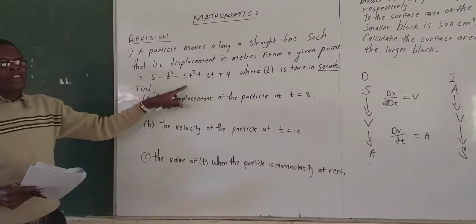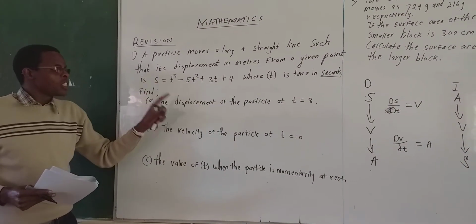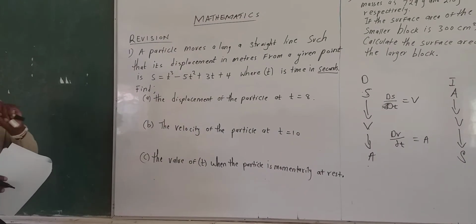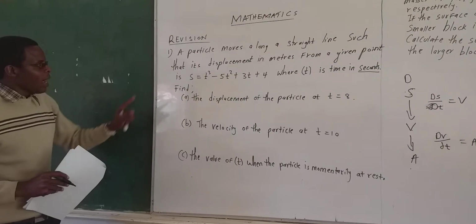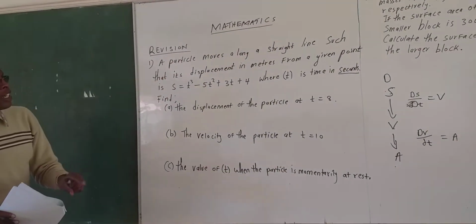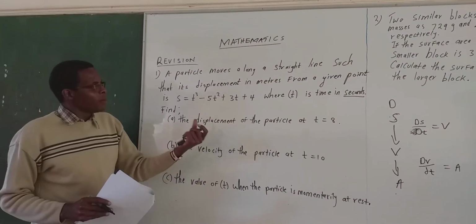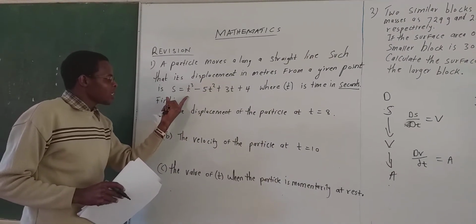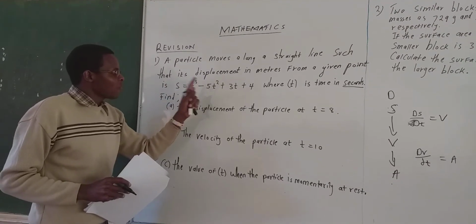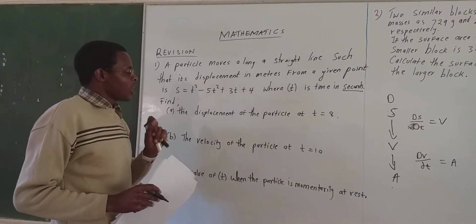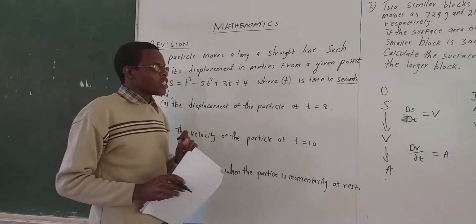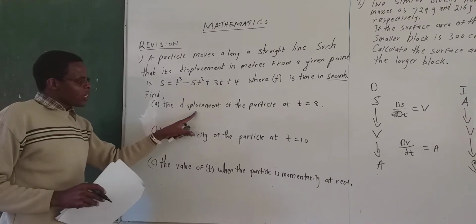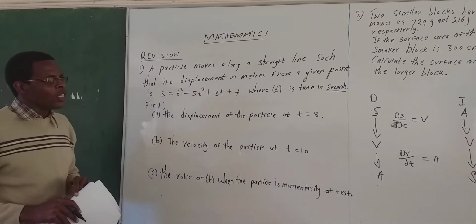But the equation we have here is talking about what we call the order of differentiation. Now, let us move to the first part of the question, whereby a particle moves along a straight line such that its displacement in meters from a given point is s, that is distance, which is the same as t cubed minus 5t squared plus 3t plus 4, whereby t stands for time in seconds. What is our question number 1? They are saying, find the displacement of the particle at t equal to 8.